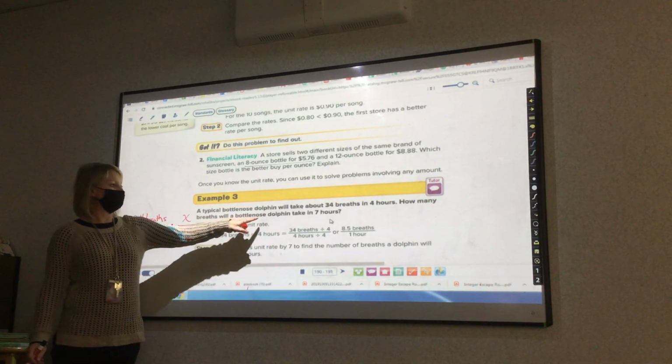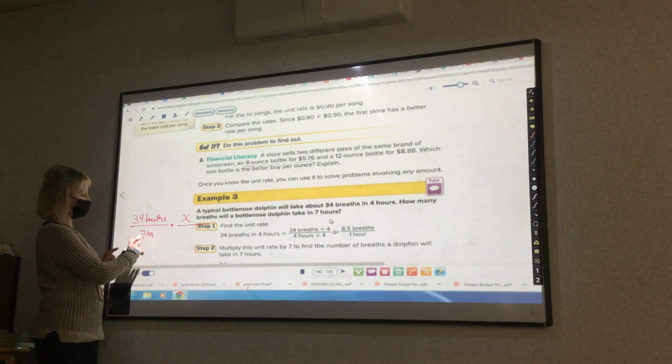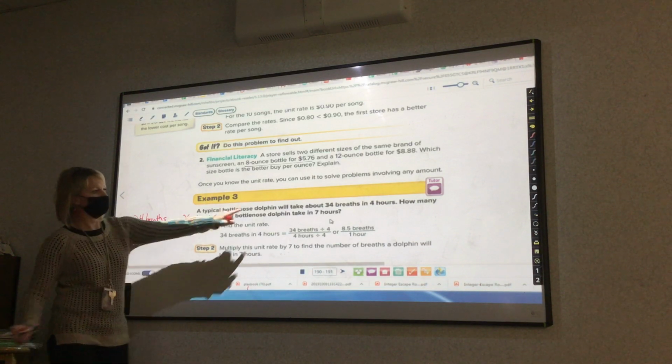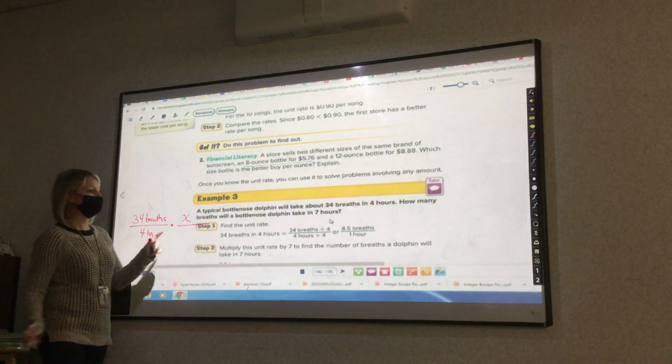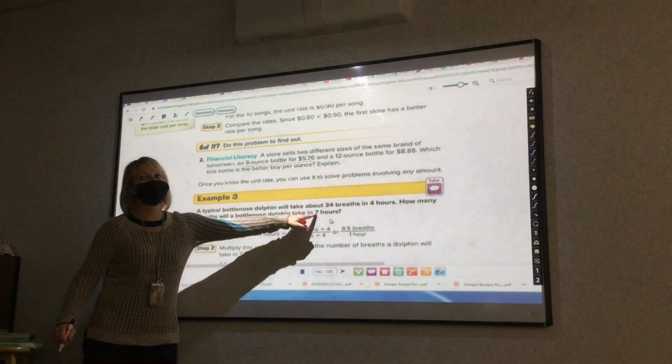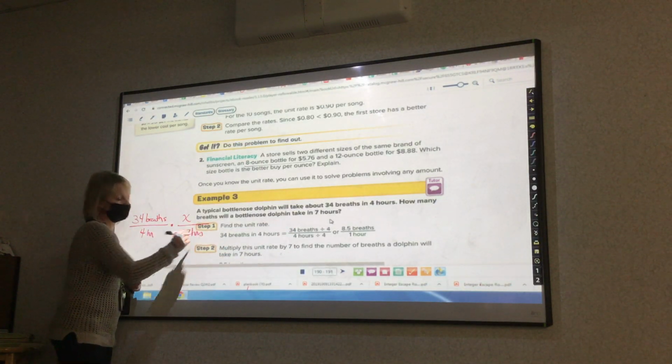How many breaths will the bottlenose dolphin take in 7 hours? I should have made this 4 hours, sorry. Takes 34 breaths in 4 hours. And I want to know how many breaths the bottlenose will take in 7 hours. So my hours to hours are the same. Do you guys see that?